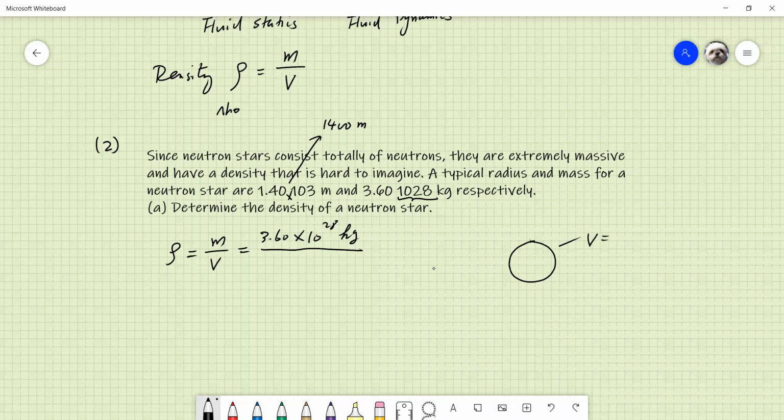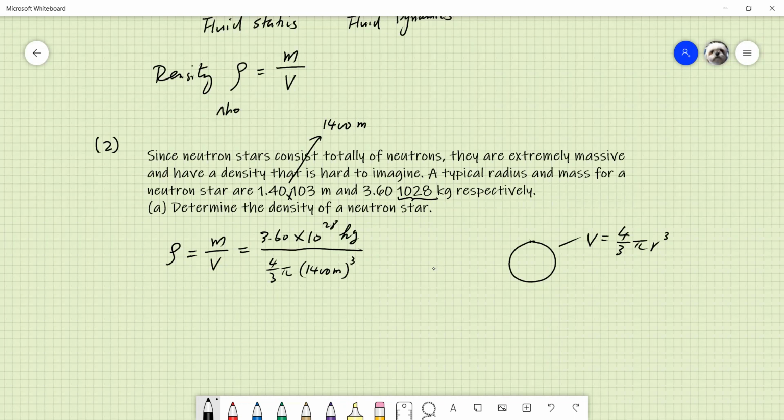Hello, can you hear me? Yes, sir. No, I said, what is the volume of a sphere? Oh, the volume? Yes, 4/3 pi r cubed. Yeah, 4/3 pi r cubed. So therefore, I'm going to divide this by the radius, which is 14. Now, don't forget the cube there, right?